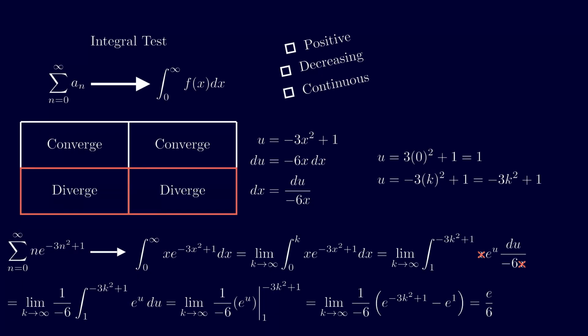Since the integral version of this series converges, then we know for sure that the infinite series itself also converges. Do keep in mind, though, that unlike the geometric series, this calculation tells us nothing about the actual value the series converges to. In this case, the series does not converge to e over 6. All we know from it is that it does converge.